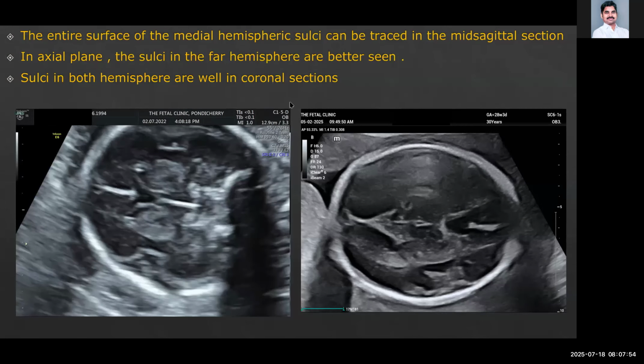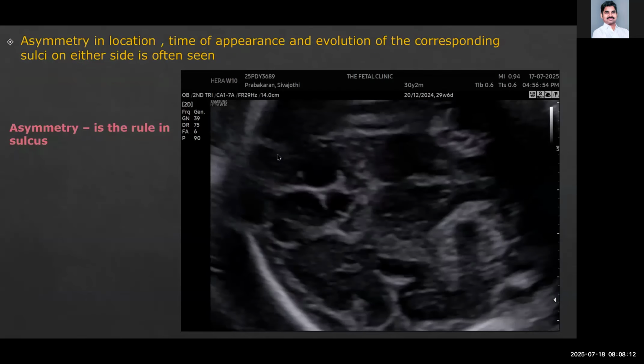In the axial plane, the sulcus which is in the far field will be seen better when compared to the near field because of the reverberation artifact. In the coronal plane, sulci on either hemisphere will be seen clearly. In sulci, asymmetry is the rule. There will be asymmetry in location, time of appearance, and time of evolution of the sulcus on either side of the cerebral hemispheres.